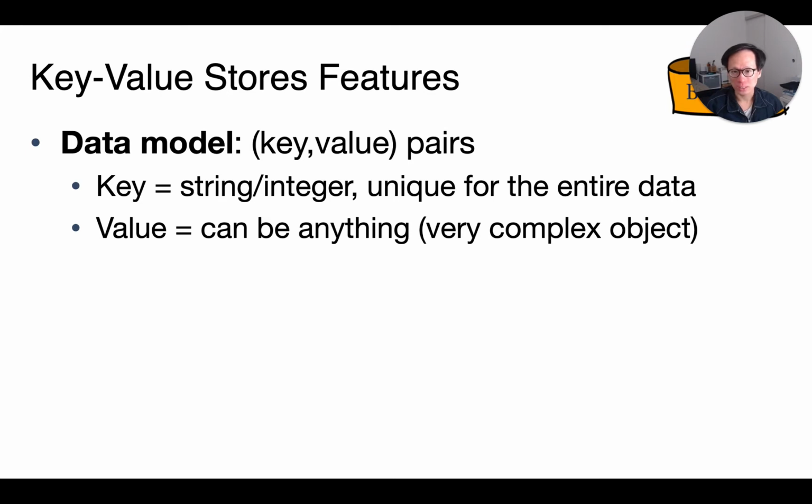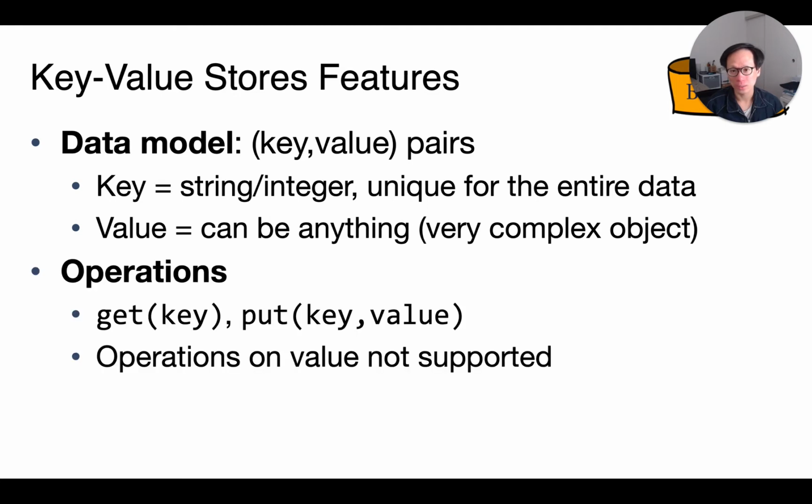The key in each key value pair must be a unique identifier, such as a string or an integer. And the value, on the other hand, can be anything: a number, a string, or even a picture or a video. And we only implement two operations in a key value store: getting a key value pair given a key, or storing a new pair. Nothing else. All other functionalities must be implemented by the application that interacts with it.